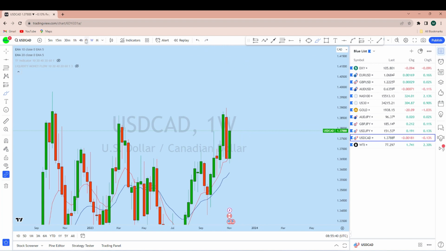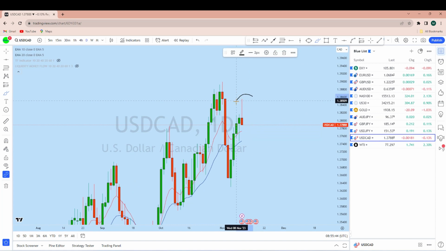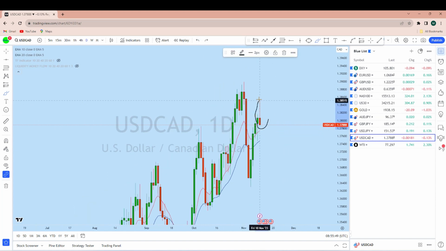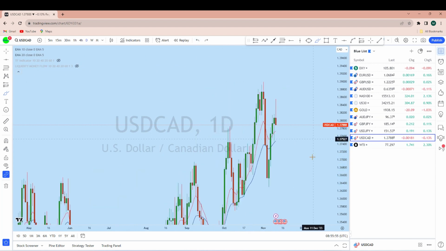Now looking at the daily time frame, we see that dollar CAD has formed a daily pin bar in that area. Now after this pin bar formation on dollar CAD, we can expect the price to come down to create a new lower low.